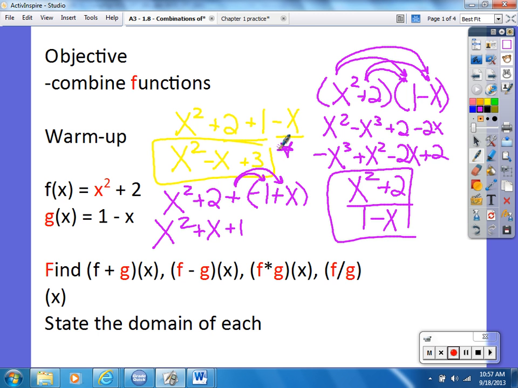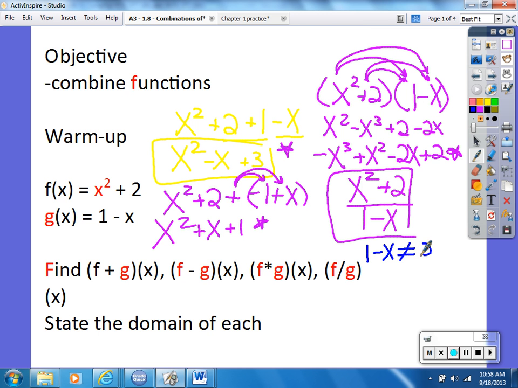So, this first problem we did, the addition problem, right here. What's the domain? All real numbers. How about the second problem? How about the third problem? Hey, look. They're all real numbers so far, except for the division. So what do I need to do with that 1 minus x?